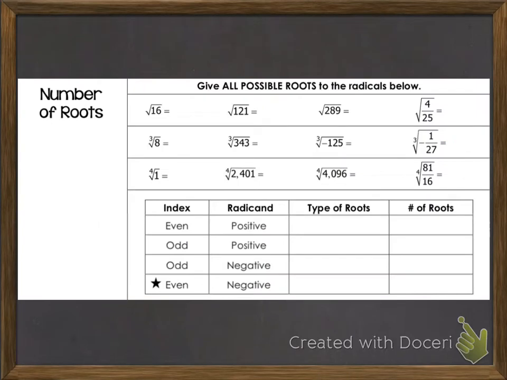Okay, so for this next section, you're just going to be using your calculator for probably some of these. So it says, give all the possible roots to the radicals below. So, you should know this off the bat. What's going to be the square root of 16? It's going to be plus or minus 4. Remember, when you do a square root, you have 2 potential answers there. So the square root of 121, you should know that as well. That is plus or minus 11. Square root of 289 is plus or minus 17.